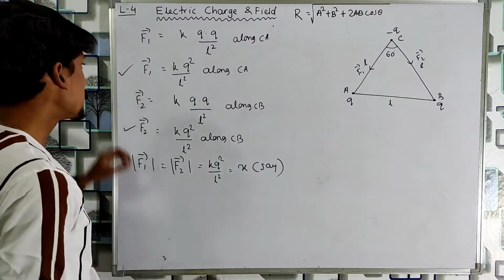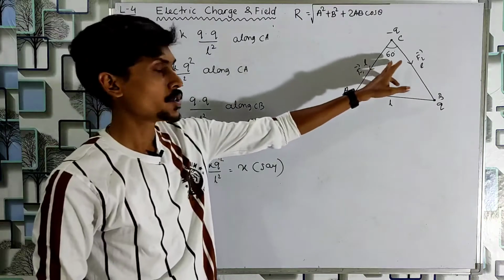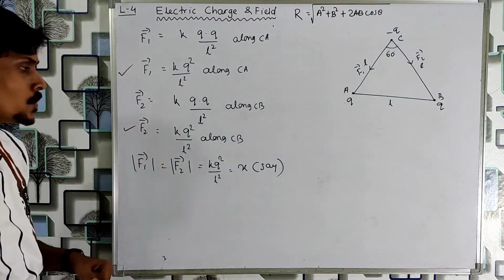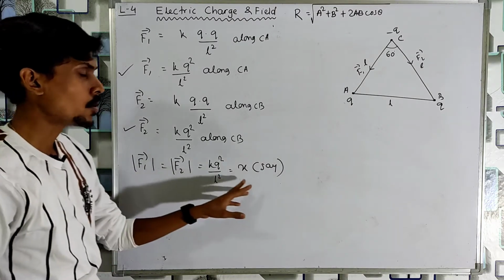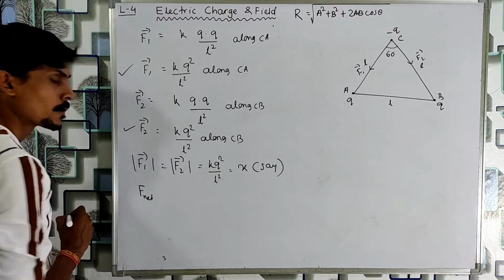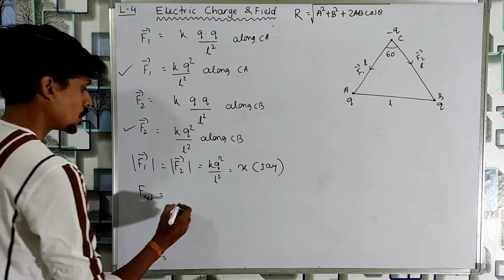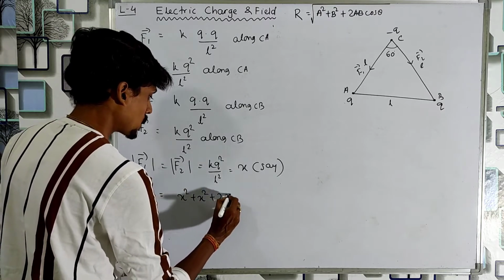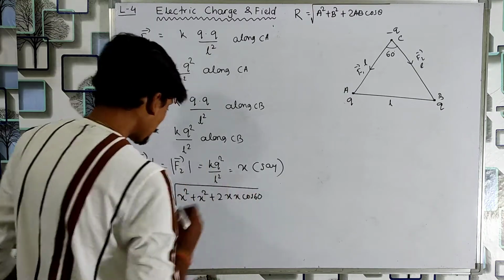So here A is F1, B is F2, and the angle between them is 60 degrees. Is that clear? Both of them have the same magnitude, so F1 magnitude and F2 magnitude are equal to X. So the resultant force, or the net force, is equal to how much? Square root of X square plus X square plus 2XX cos 60.